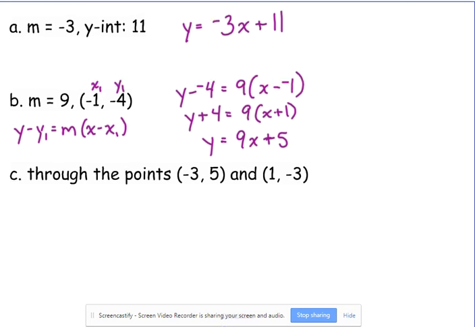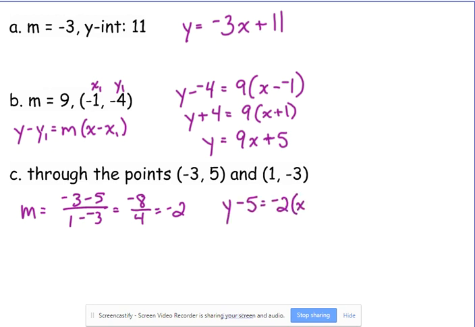And then if they want it through 2 points, then of course we have to start by finding the slope. So -3 minus 5 over 1 minus -3, so that's -8 over 4, which is -2. And then I'm going to use my point slope form. And it does not matter which point you use, they will accept that answer right there.